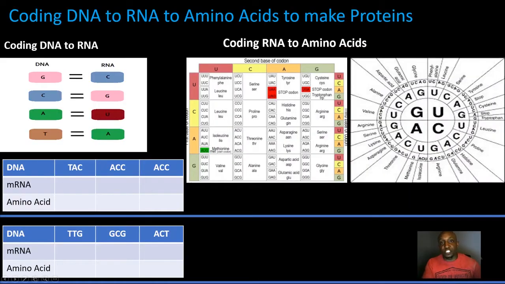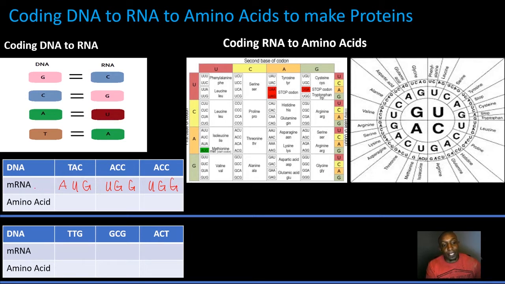Before we start covering gene mutations, let's go over the normal sequence of coding DNA to making proteins. We're going to look at this DNA strand right here, which is TAC, ACC, and ACC. We're going to transcribe this DNA to mRNA using this chart. So that T is going to turn into an A, the A is going to turn into a U, and then that C is going to turn into a G. So right here we'll have U, G, G, and then we'll also have U, G, G right here as well.